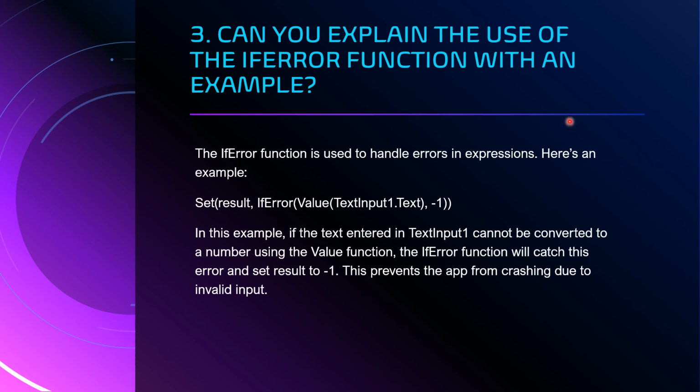Can you explain the use of the IfError function with an example? The IfError function is used to handle errors in expressions. In this case, you first set result as IfError(Value(TextInput.Text)). Suppose you have a text input field that you need to validate. In this example, if the text entered into the text input cannot be converted to a number using the Value function, the IfError function will catch this error and the result will be -1. This prevents the app from crashing due to invalid input.